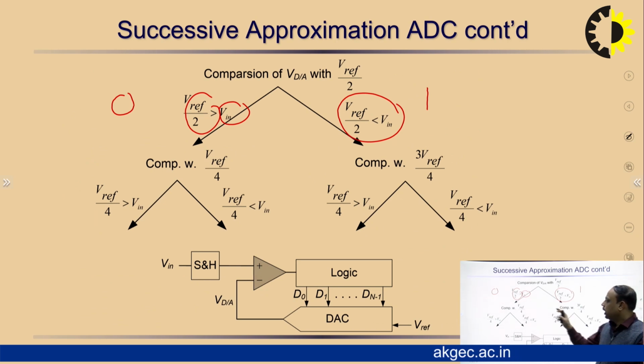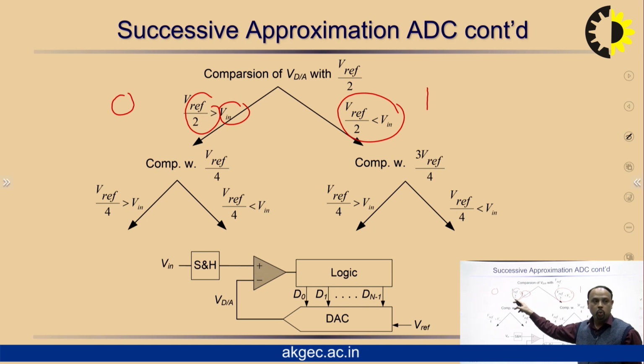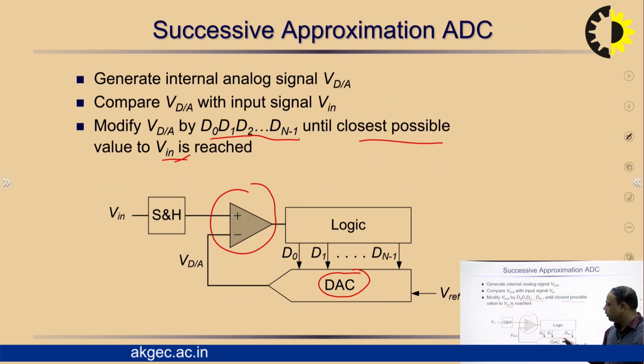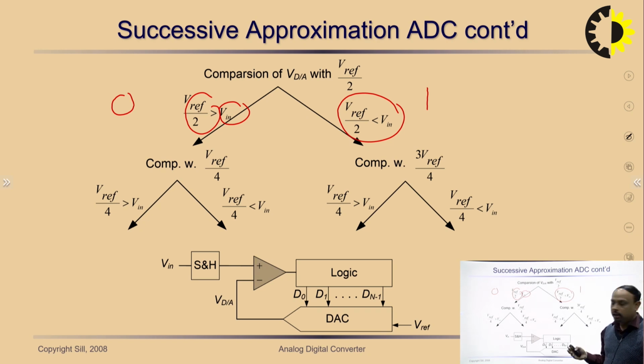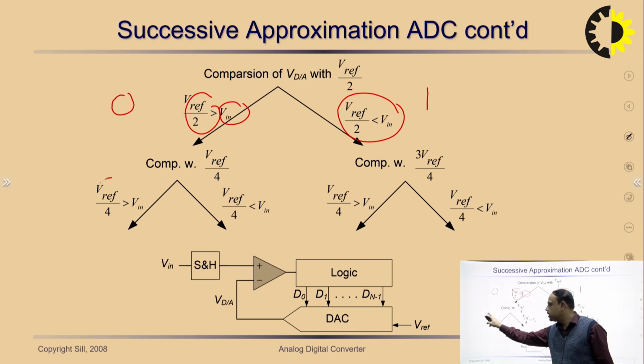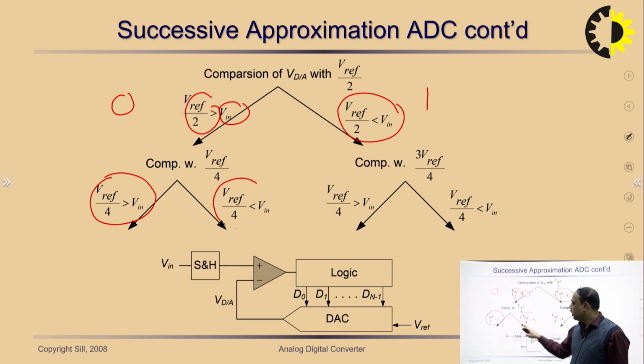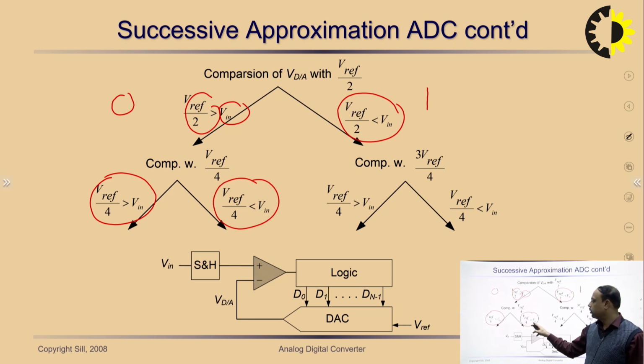Now again, if the magnitude of the input signal voltage is less than V reference by 2, the comparator converts this digital to analog signal, which is less than V reference by 2, and this signal is again compared with the input Vin signal, and again two cases are generated. Either V reference by 4 is less than Vin is less than V reference by 2, or the other case, Vin is greater than V reference by 4.